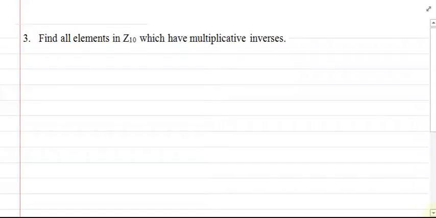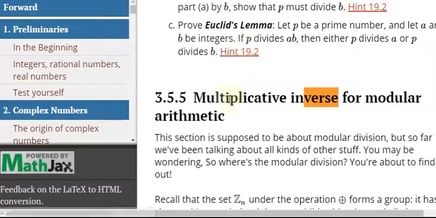All right, let's look at questions 3 and 4. First, find all elements in Z10 which have multiplicative inverses. Now, the section in the book that refers to this is right here, multiplicative inverse for modular arithmetic. And let's see what the result is.